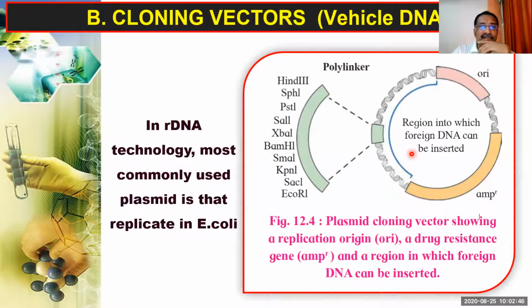You can see that this is taken from your textbook. For rDNA technology, one type of plasmid we commonly use is the plasmid which can replicate in E. coli. So in Escherichia coli, the plasmid can be replicated, and that plasmid is widely used in rDNA technology.